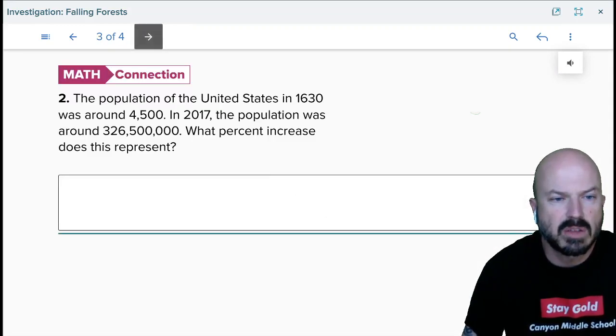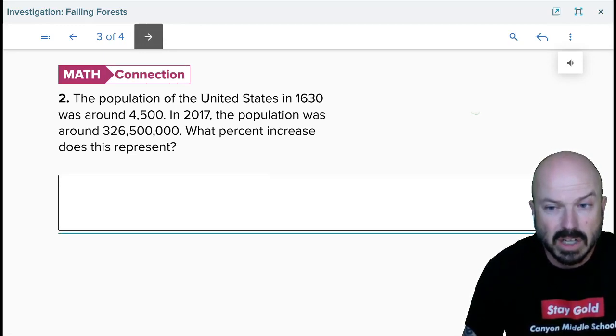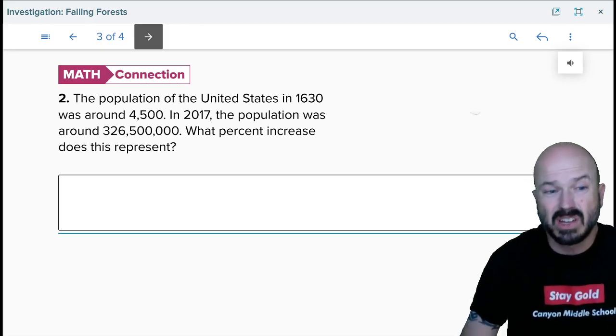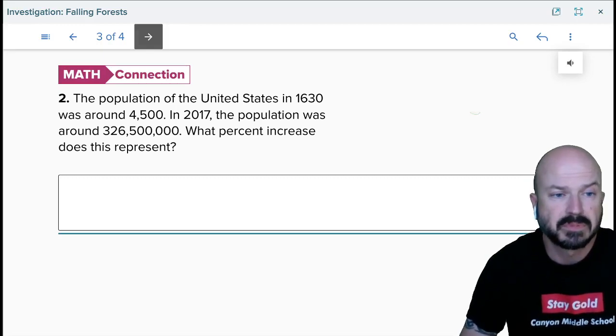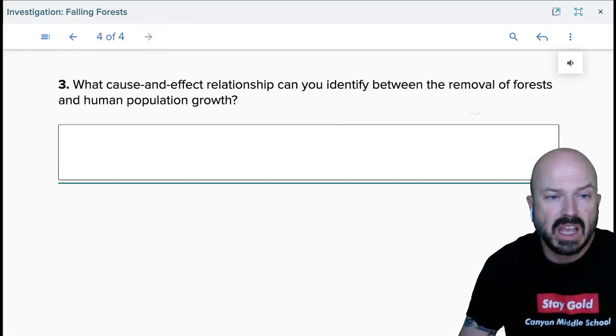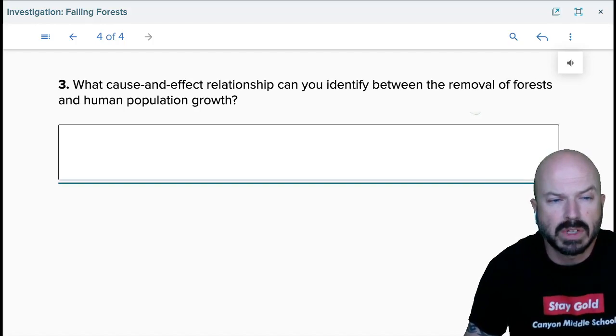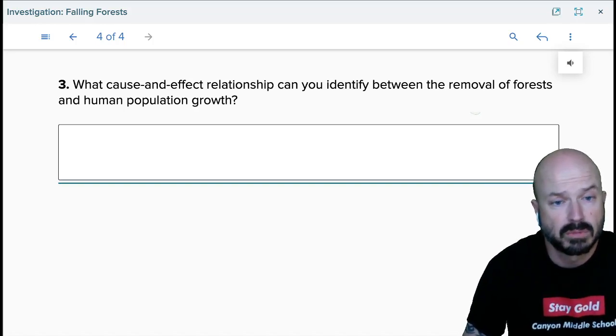Now, in 1630, the population of the US was only 4,500 people. In 2017, the population was around 326.5 million. What percentage increase does this represent? And can you see any sort of relationship between the removal of forests and human population growth?